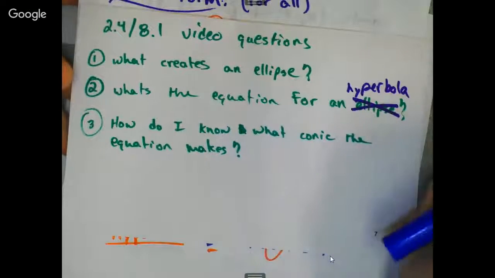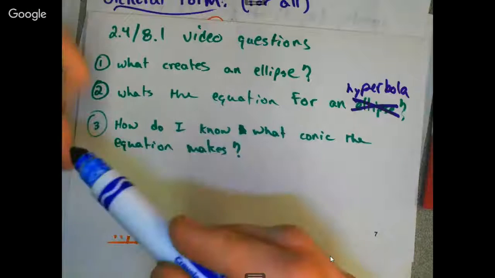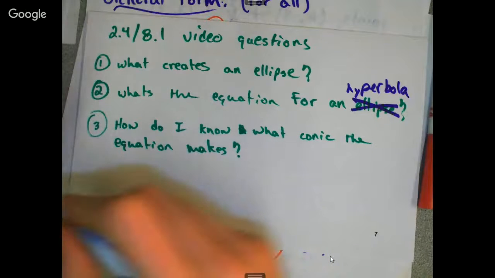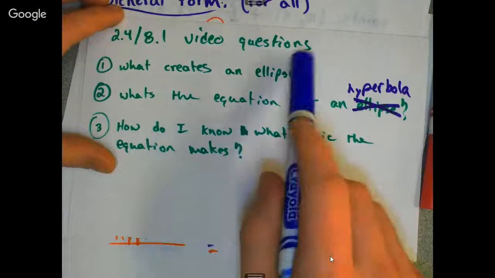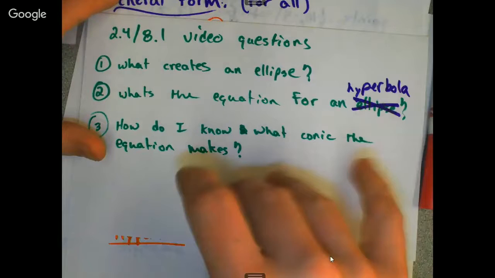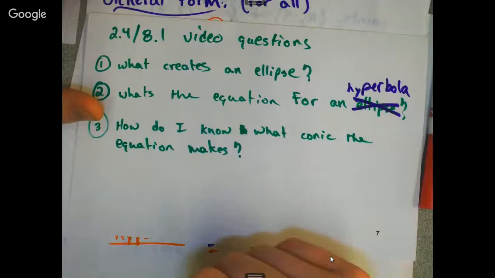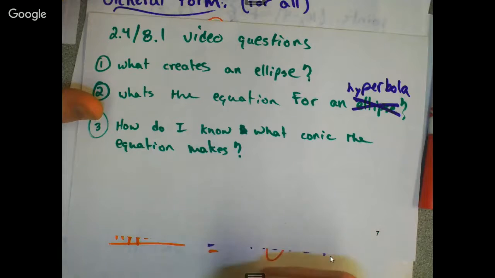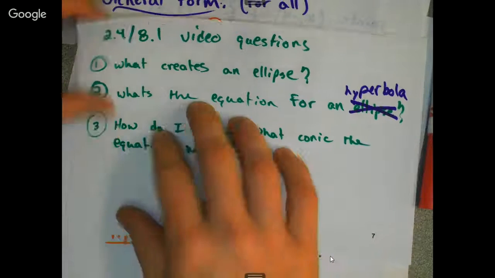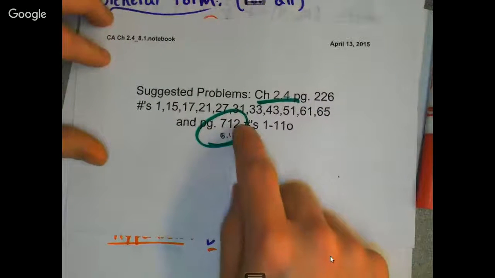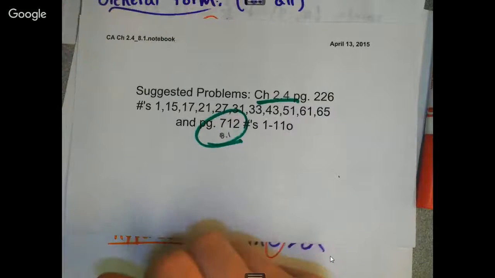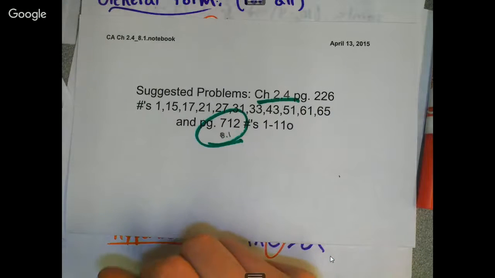Again, here are your questions. That's really it. On 2.4 and 8.1, it's just knowing what the conic sections are, and a little more detail about the circle, which you should already have. So here are your questions. Here are your suggested problems. Make sure you go through those, take a good look at them.